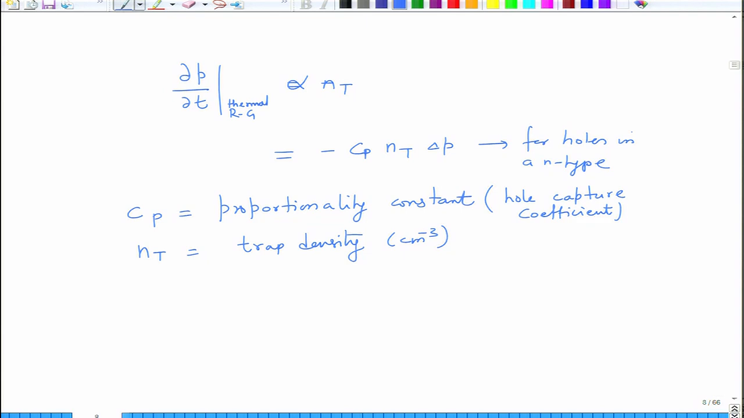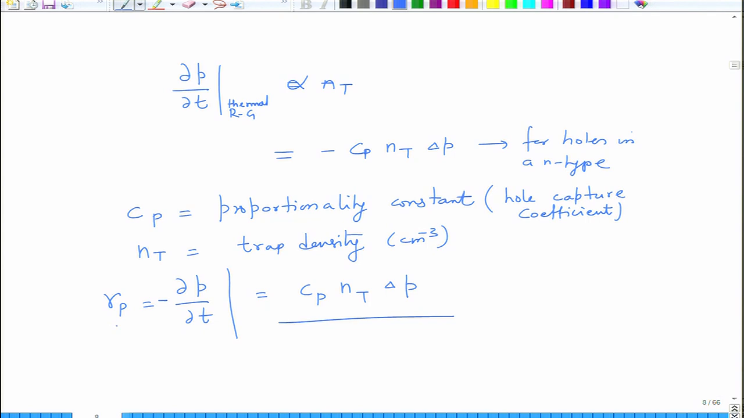So, you can work out the units from this here. We define this del P by del T as Rp. Rp is del P by del T. Now, this is negative. So, what you have here is Cp Nt into delta P. The minus sign I have taken here.